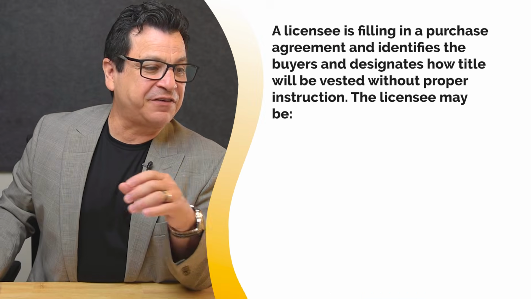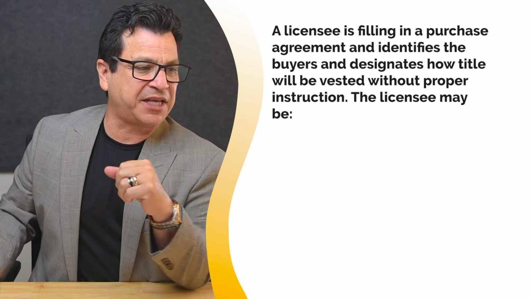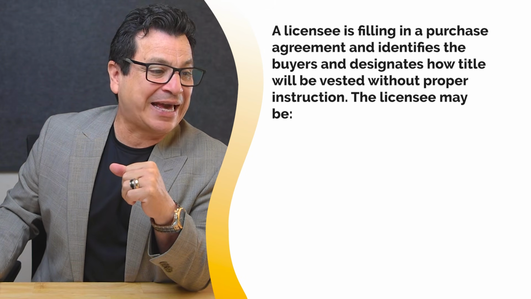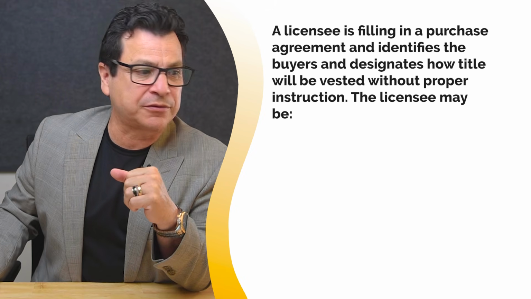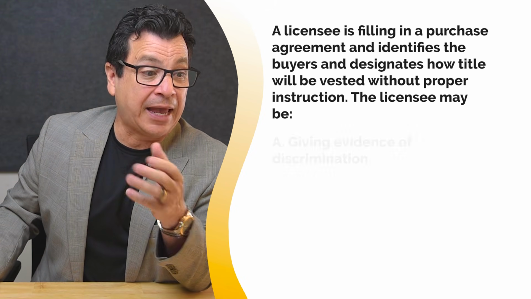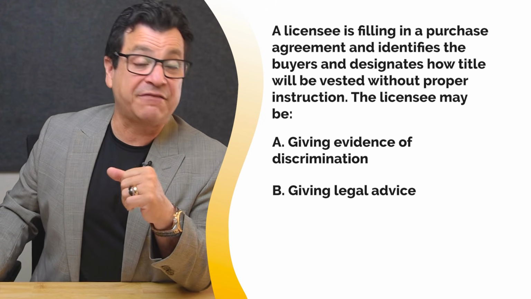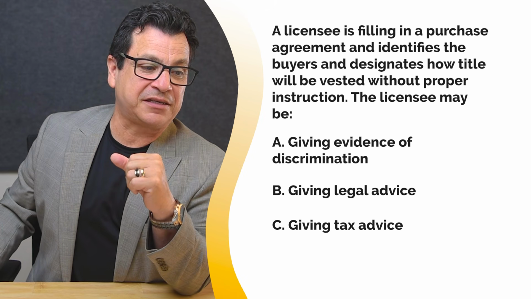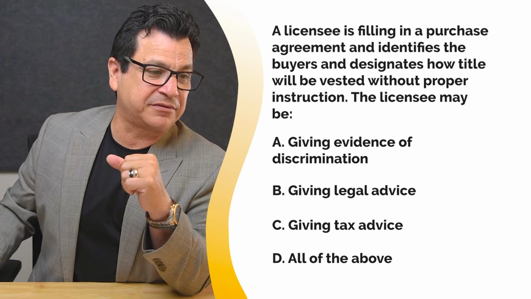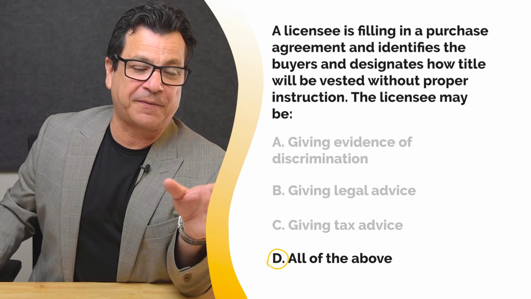A licensee is filling in a purchase agreement. A licensee meaning a real estate agent. A licensee is filling in a purchase agreement and identifies the buyers and designates how title will be vested without proper instruction. The licensee may be A, giving evidence of discrimination. B, giving legal advice. C, giving tax advice. Or D, all of the above. The answer to this is all of the above.